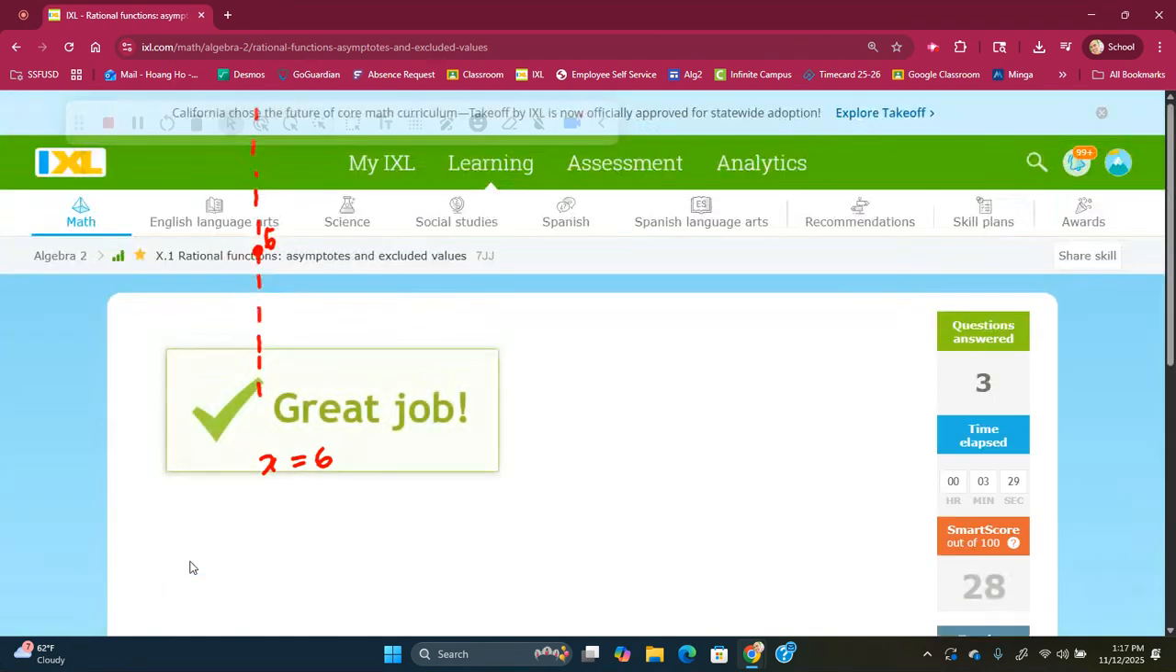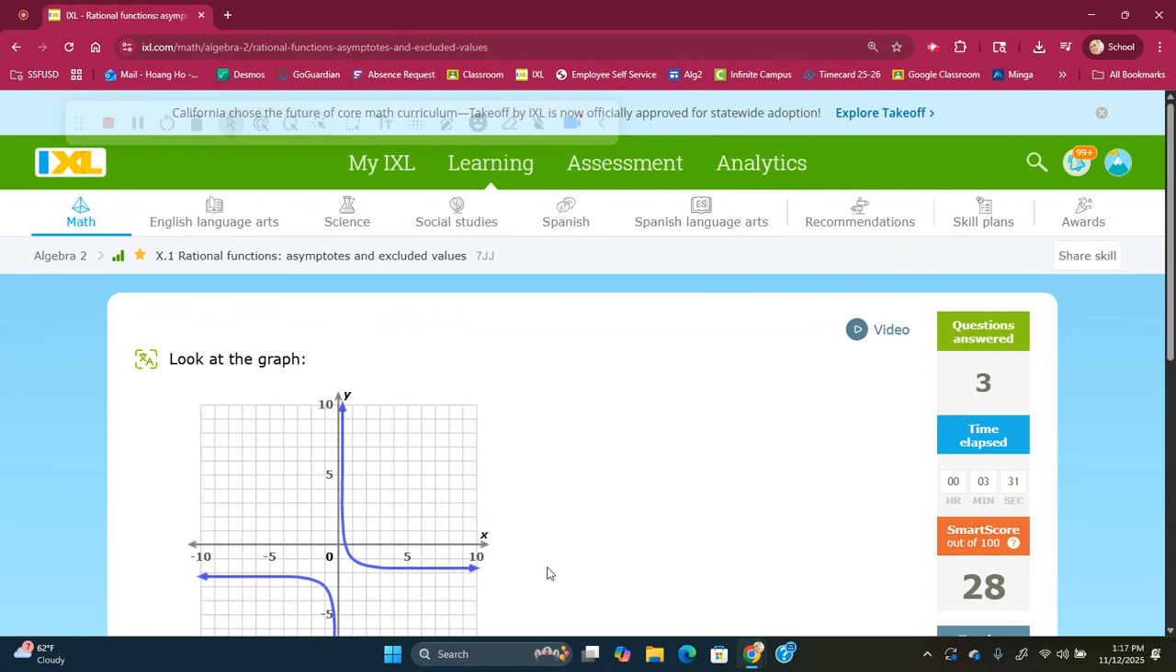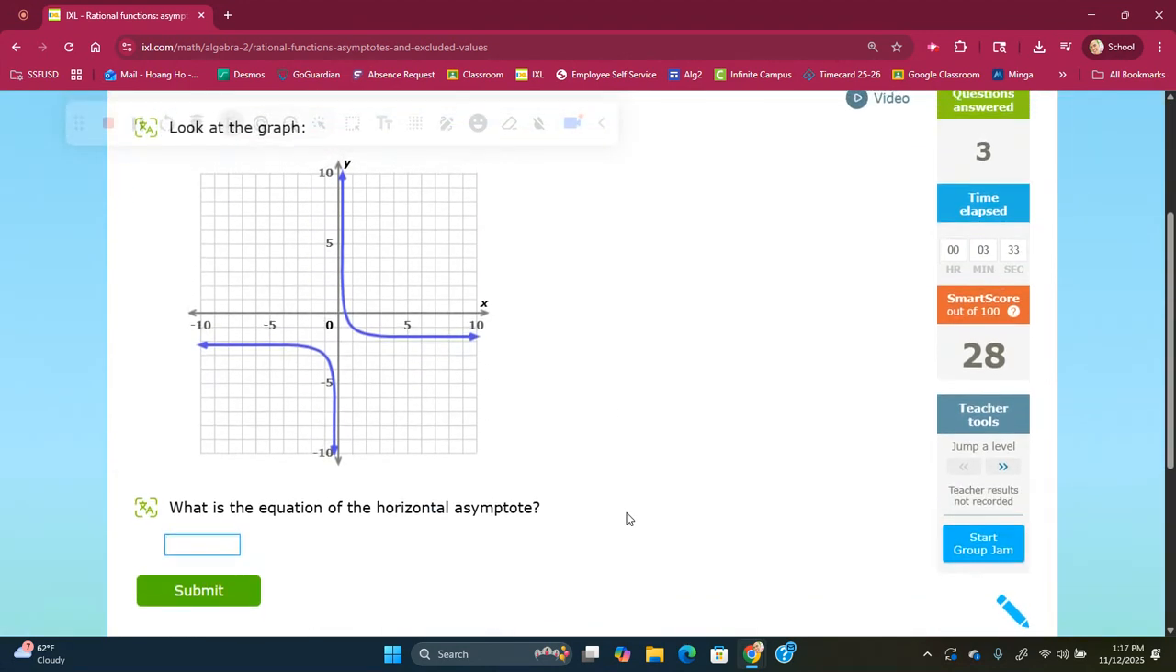All right, voila. Next problem over here, they ask you for the horizontal. Again, a horizontal asymptote is a horizontal line that your graph is approaching but never intersects. So here we go. Let's draw it. Here's your graph approaching. You see that? Approaching on the right side and then on the left side.